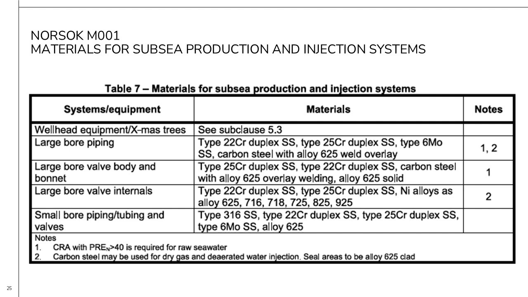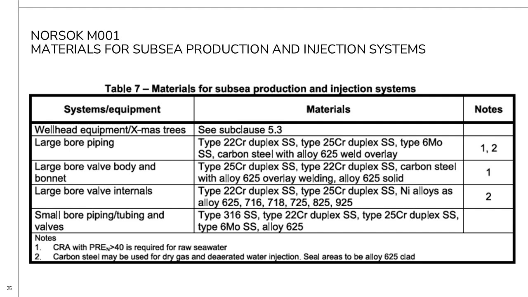Valve bodies and bonnets for large bore applications require similar duplex grades or carbon steel with alloy 625 overlay welding, while valve internals demand high-performance nickel alloys such as 625, 716, 718, 725, 825, and 925 for durability. Small bore piping, tubing, and valves typically utilize Type 316 stainless steel, duplex grades, Type 6MO stainless steel, or alloy 625 for enhanced resistance to seawater and injection fluids.